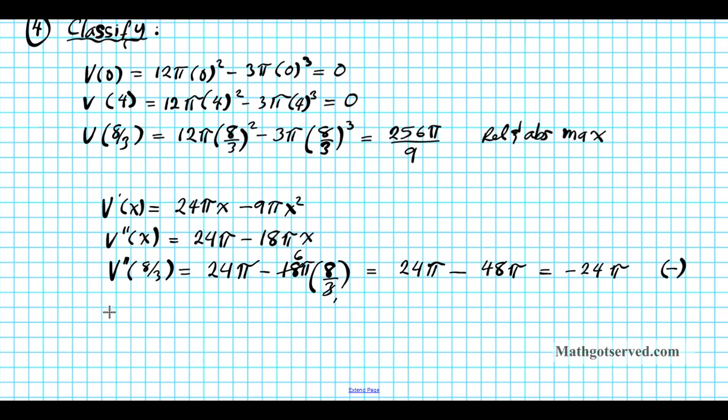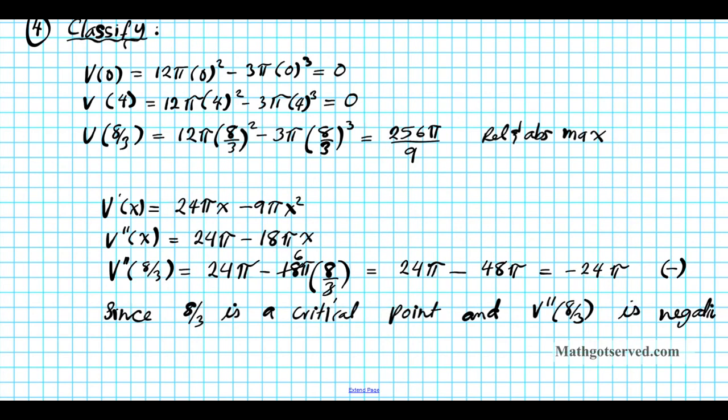So v double prime is negative here. Okay, so since 8 over 3 is a critical point, and v double prime of 8 over 3 is negative, there is an absolute maximum at 8 over 3. Okay, because you know what downward facing concavity looks like, right? It looks like this. So if you have a downward facing concavity at an extrema, that is absolutely a maximum. Okay, all right, so that's that for the classification.